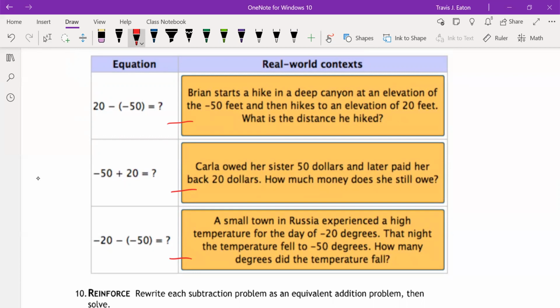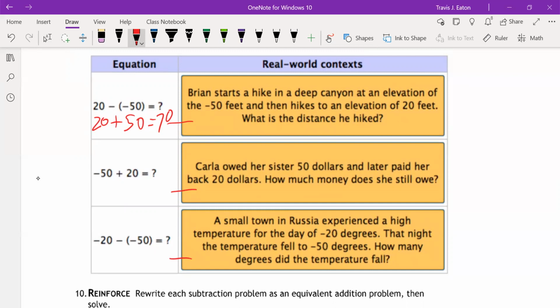So 20 minus negative 50 would be 20 plus, what's the opposite of negative 50? 70. Wait a minute, hold on a second here. Sorry about that. I wasn't thinking when I was talking. 50, there we go. Now, that's the opposite of negative 50. And what is 20 plus 50? That's 70.